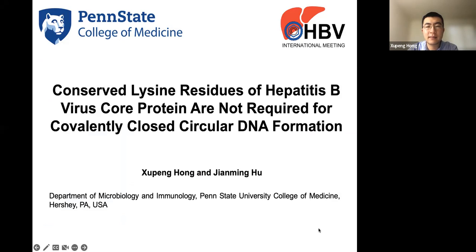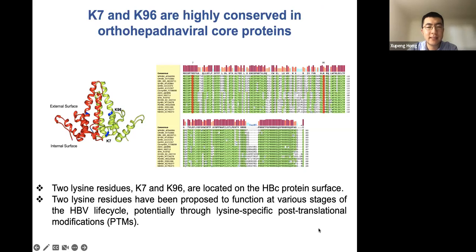Here, I talk about how conserved lysine residues of HBV core protein are not required for cccDNA formation. There are two lysine residues on the HBV core protein, K7 and K96, which are located on the HBC protein surface. These two residues are highly conserved across all orthohepadnavirus core proteins.